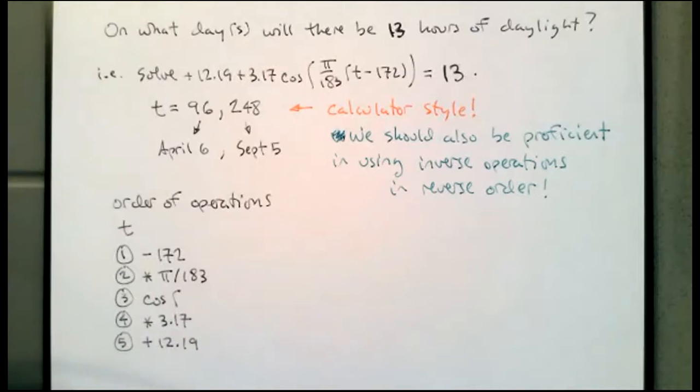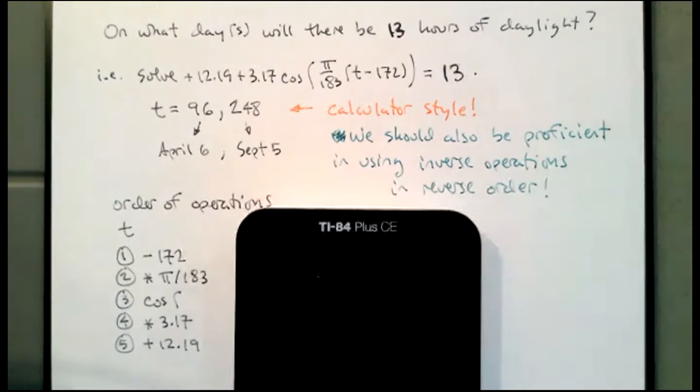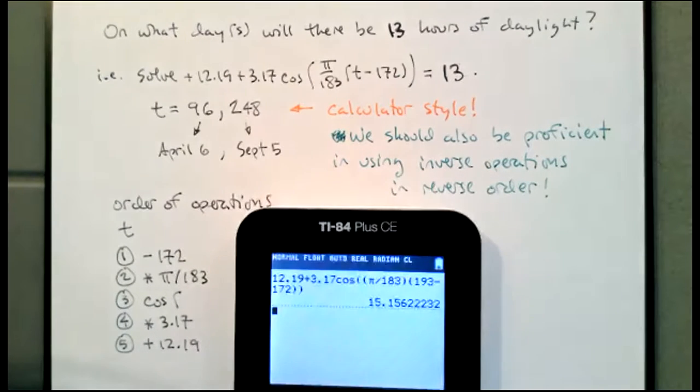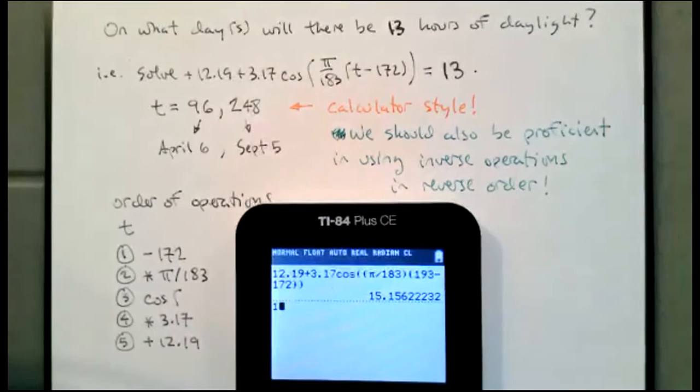When we plugged in the 193, we had a calculator that could do all these operations at one time. If we happened to be using an iPhone calculator that had to do one step at a time, then this is the order of things that we would do. I would start with the 193 and subtract 172, 21. 21 days after June 21st. Then I'll multiply by pi over 183.